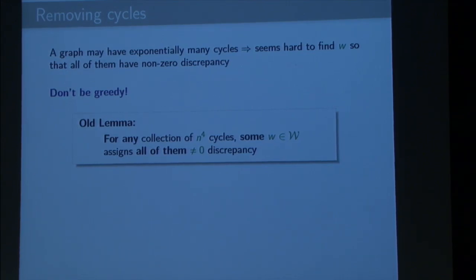N to the 4 has to be relevant to the fact that you take k up to n to the 4. You can put any number there, and this k has to be large. Exactly. Very good. So maybe I can explain that.